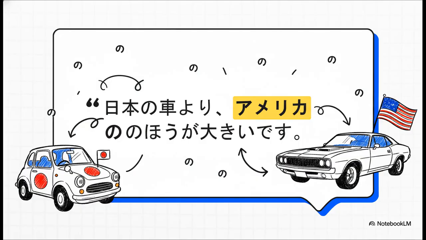And this sentence brings it all home. We start with Nihon no kuruma to set the topic, Japanese cars. Then, when we compare them to American cars, we don't need to say Amerika no kuruma again. The sentence just uses that beautiful, elegant shortcut, Amerika no, which means America's ones. It's what makes the whole comparison flow so smoothly.